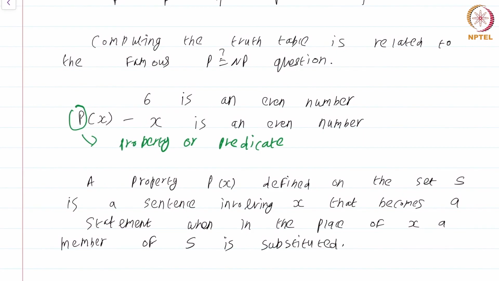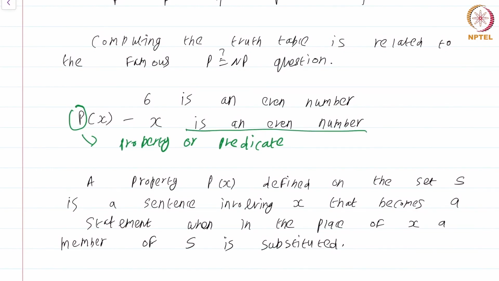There is a placeholder x. In the place of x, you can substitute members of a set S. Once you do that, you get a statement. So being even is not really a sentence that is a statement. It is a property. Being an even number is a property. This property is enjoyed by some subset of natural numbers.